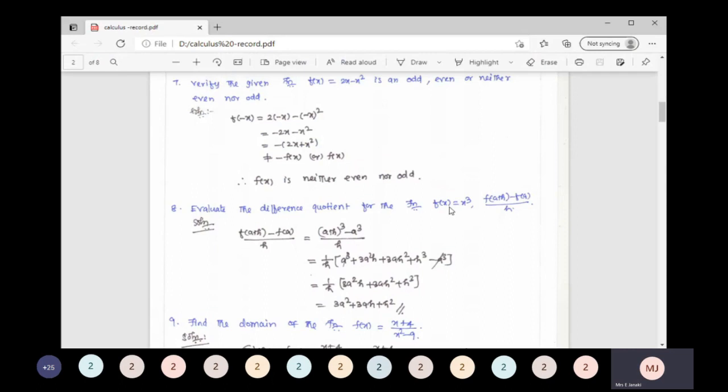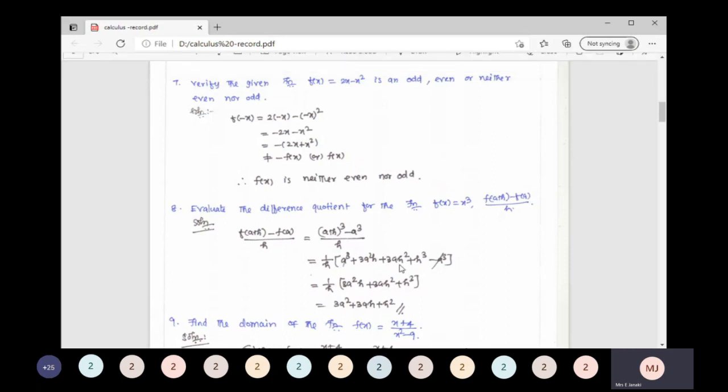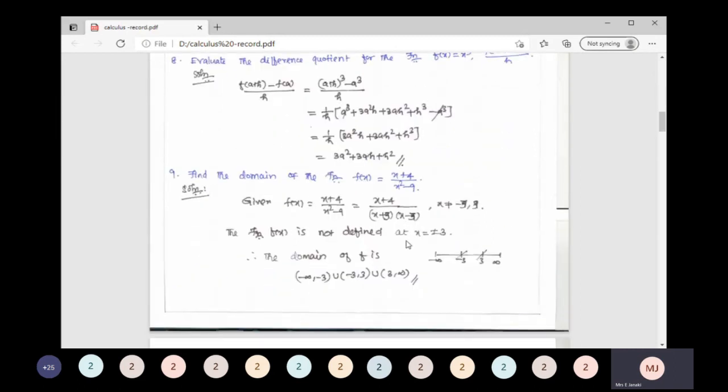So what about f of a plus h? The given function f of x is equal to x cube. So what about f of a plus h? It is (a plus h) the whole cube. f of a is nothing but a cube. Now when you simplify this using the (a plus b) the whole cube formula, a cube plus 3a square h plus 3a h square plus h cube minus a cube. So now a cube minus a cube get cancelled. You get 3a square plus 3ah plus h square. This is called the difference quotient. And this is the example for the difference quotient.